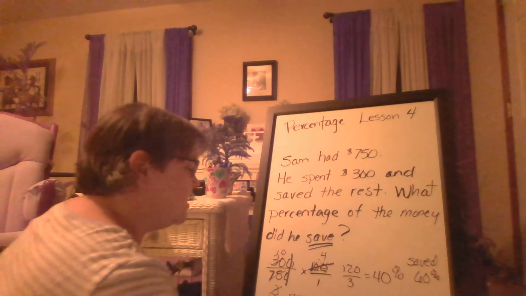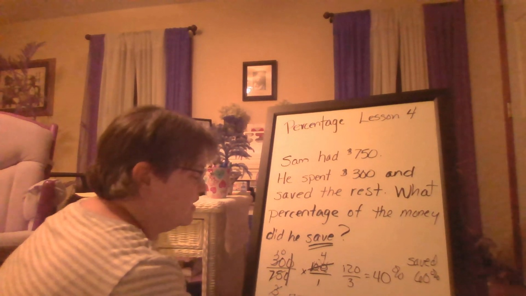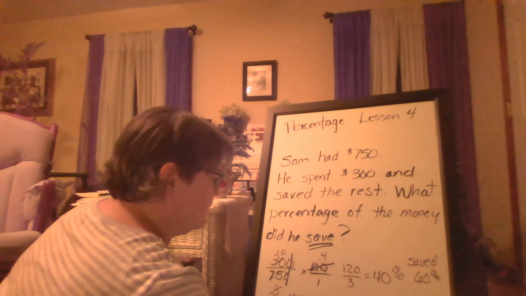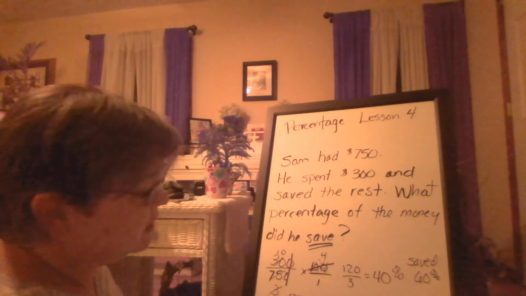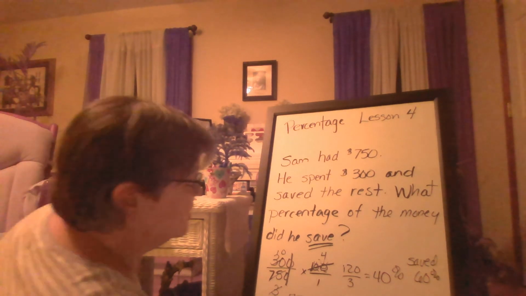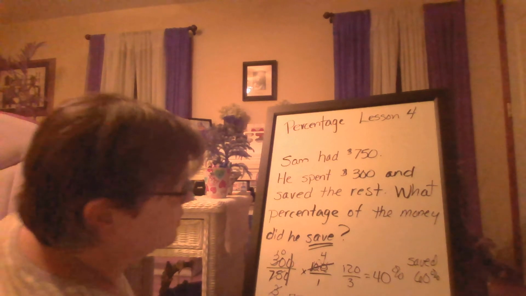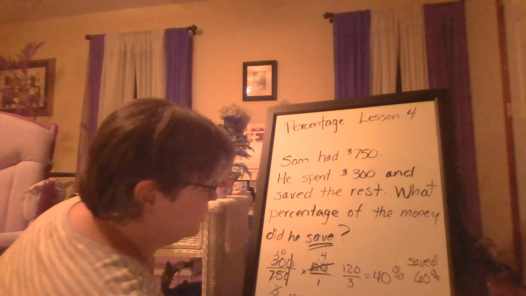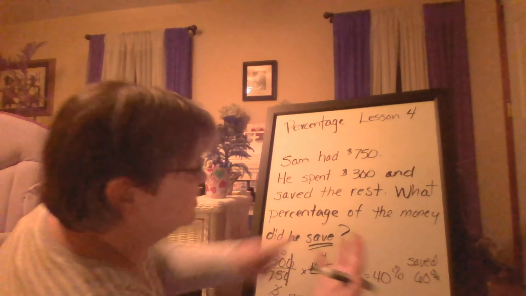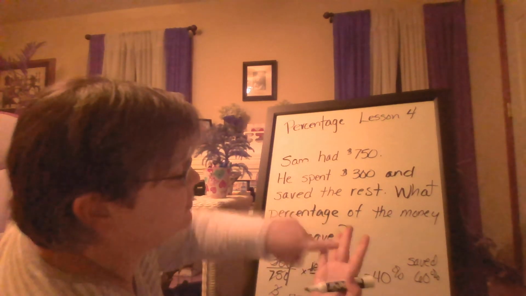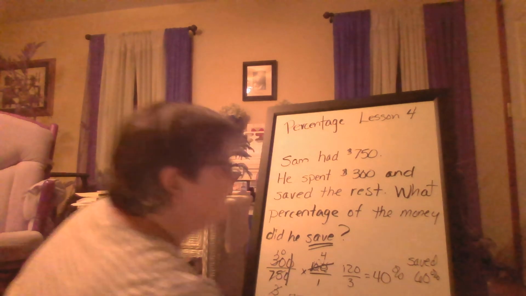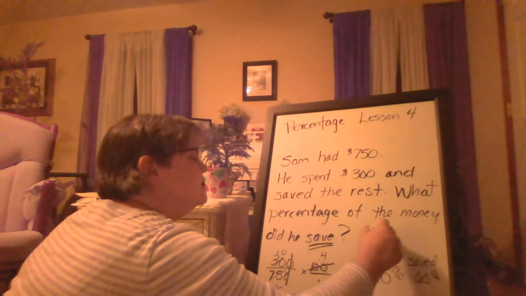And yes, you're going to end up getting 60%. I know that 3 into 45 goes 15 times. Or I could have done 45 times 4 and divided by 3. But 15 times 4, 15 and 15 is 30, and 15 and 15 is 30, and 30 and 30 is 60. So 60% is what was saved.